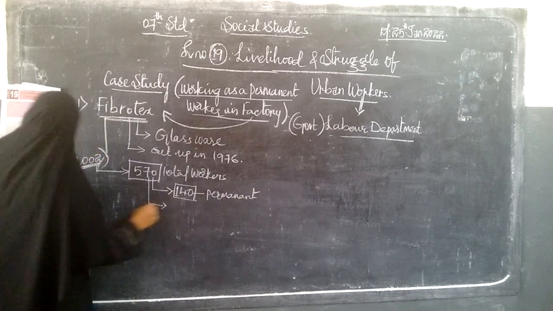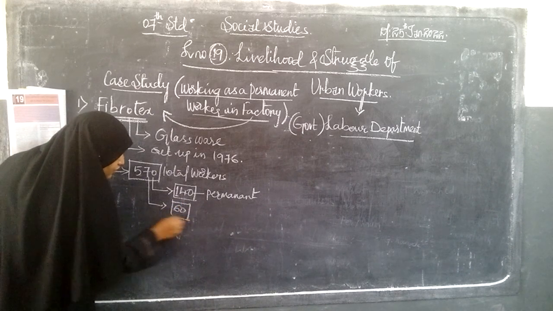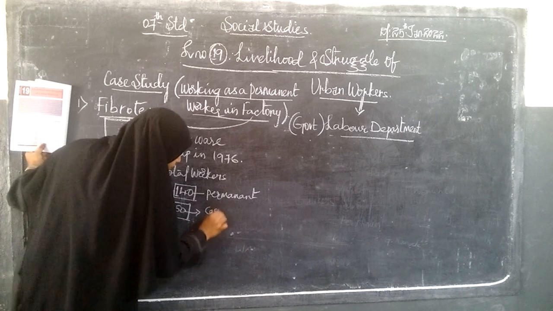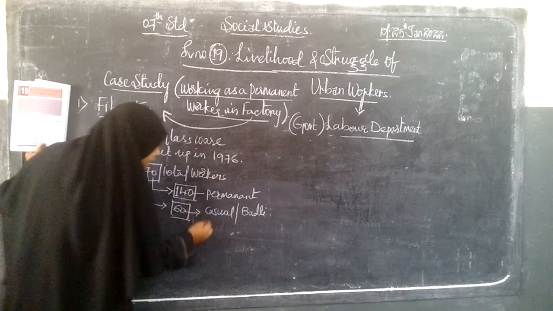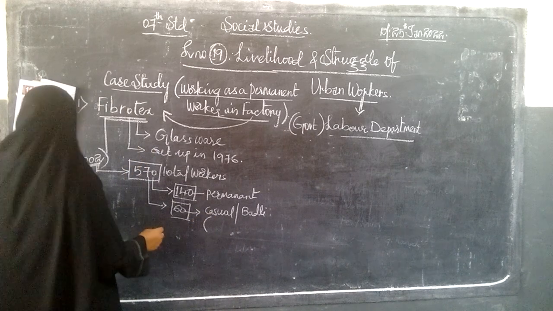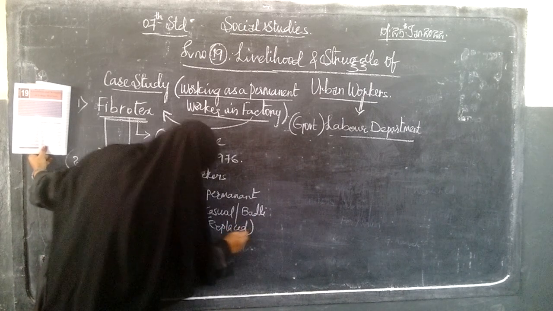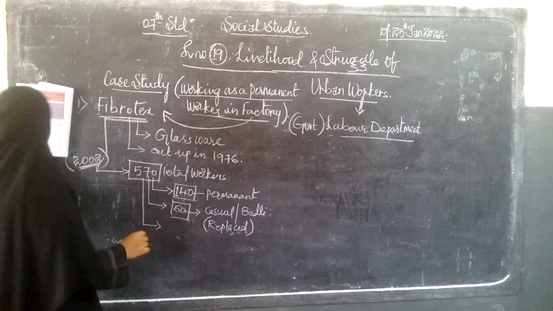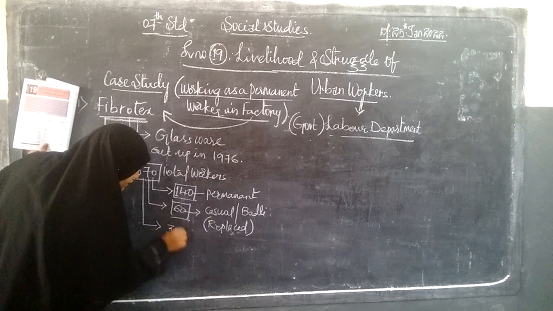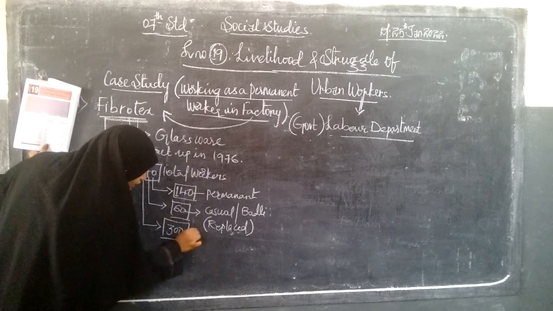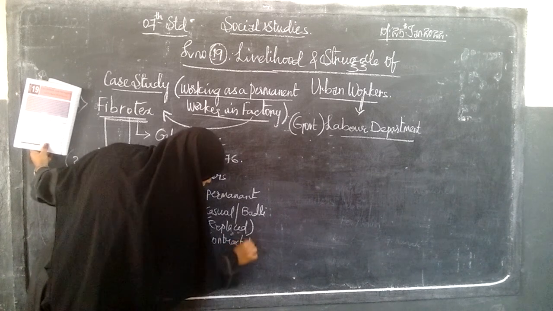Then next, 60 were being called casual or badli workers. Basically, it goes with replacement workers. Then next, out of that, 300 workers were all contractual workers, 300 are on contract basis.